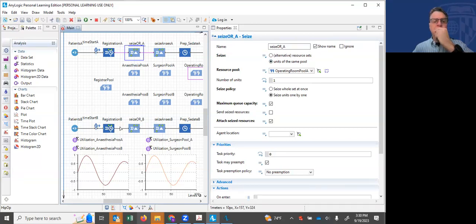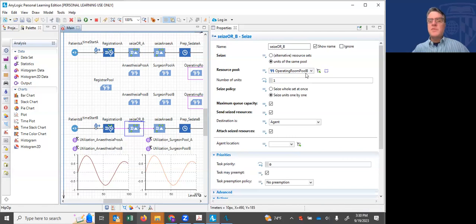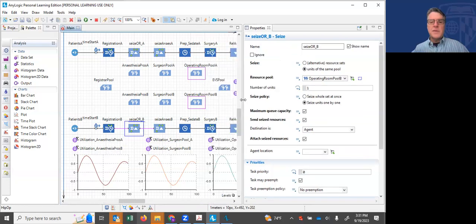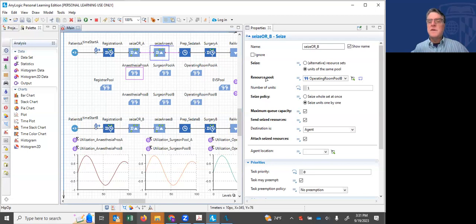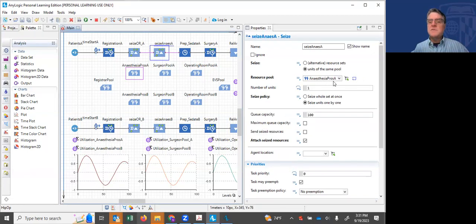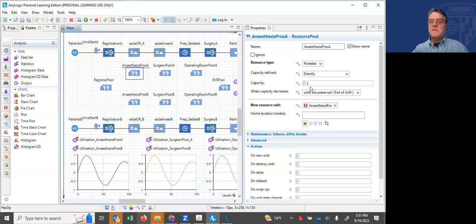And then for the seizing of the OR, we're grabbing from operating room pool A, and when we seize from B, let's just verify that we're grabbing an operating room from operating room pool B. So these are the 2 operating rooms in question. These folks grab from track A, and track B grabs from operating room pool B. Then we grab an anesthesiologist, from anesthesia pros A. That's a resource pool here. There should just be one anesthesiologist at that time.